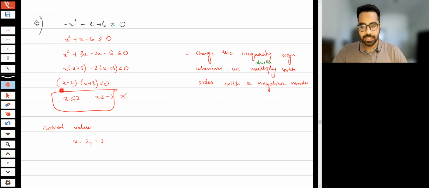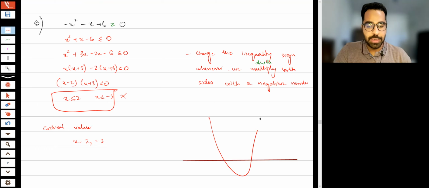How did I find the critical values? I took x minus 2 equals to 0, I got x as 2, and x plus 3 equals to 0, so I got x as -3. Now what do you need to do? You need to make a number line. Make a minima and mention the critical values over here.